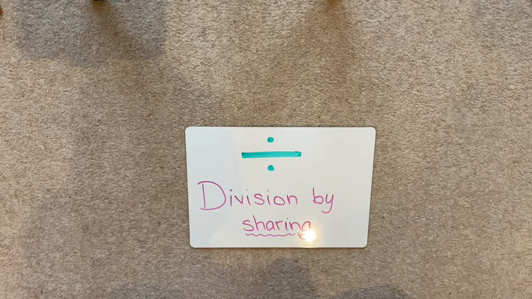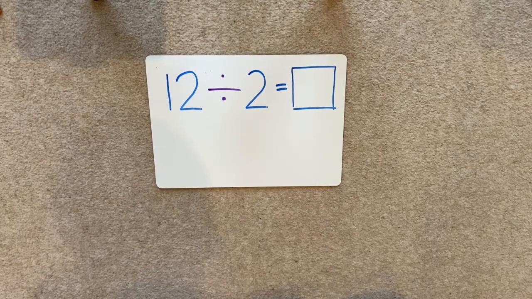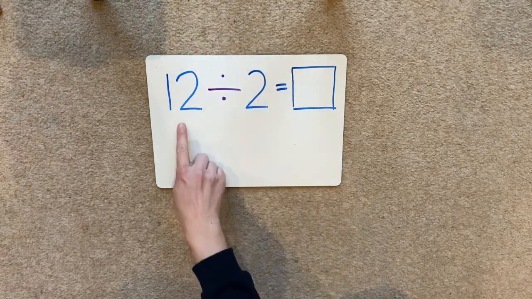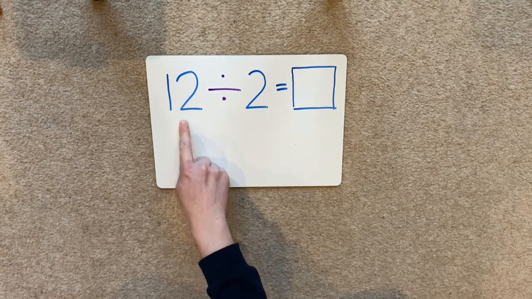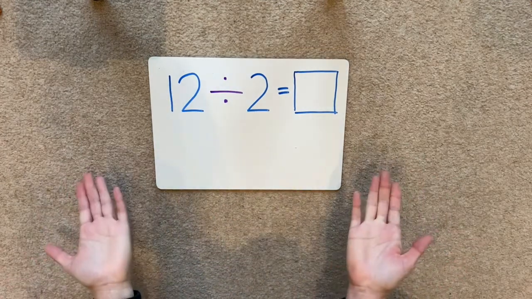In yesterday's lesson, we were introduced to division through word problems, where there was a question in words and we used our practical resources, our objects, to try to find the answer. Today, we are going to do kind of the opposite. We are going to start with the number sentence, and we are going to make up a story to try to find the answer. So this number sentence says 12 divided by 2 is the same as something.